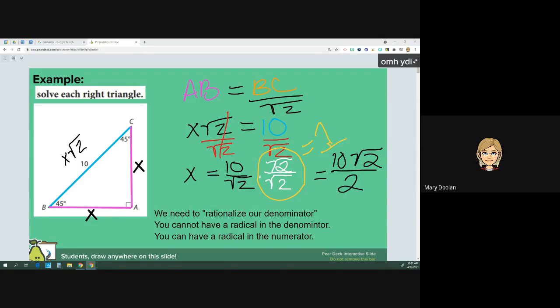What should I do with 10 and 2? Divide. Yes. 10 divided by 2 is going to be 5. So we get 5 times the square root of 2. That's our answer. That's what x is equal to.